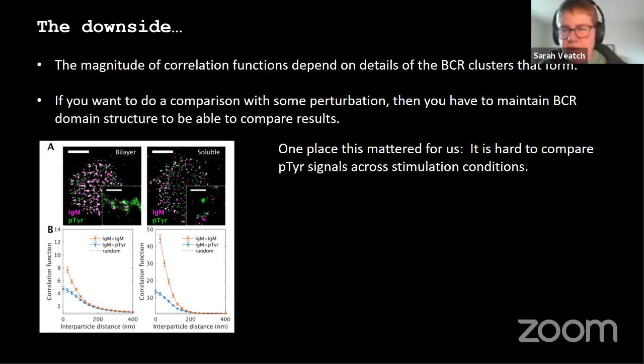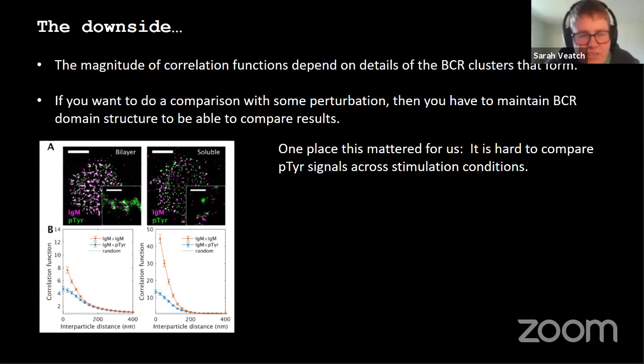One place this showed up for us in this paper is when we wanted to make the point that these bilayer-engaged B cell receptor clusters were more robustly activated than the soluble case. But when we do this experiment, where we co-localize B cell receptor and a generic phosphotyrosine stain, we got much higher amplitudes of our cross-correlation function in the case of the soluble antigen compared to the bilayer. These are on different y-axes here to hide this effect.